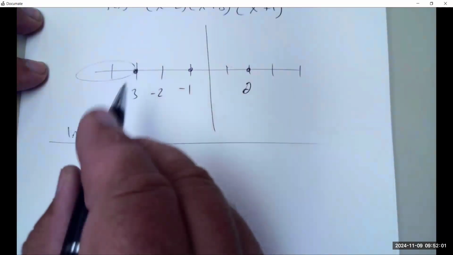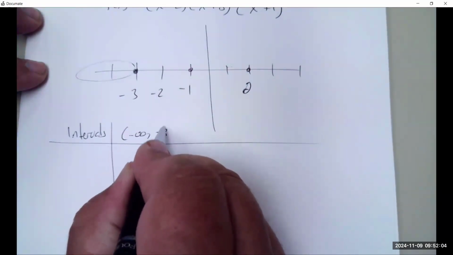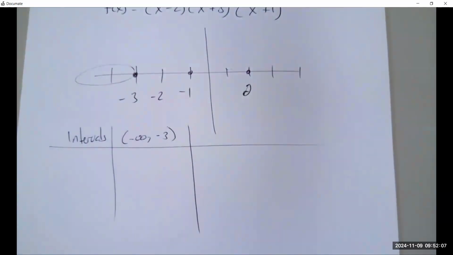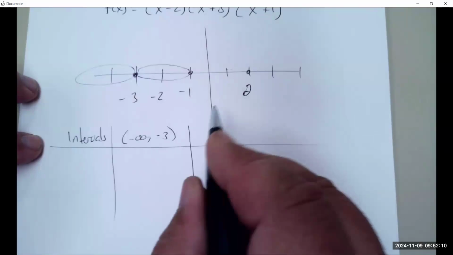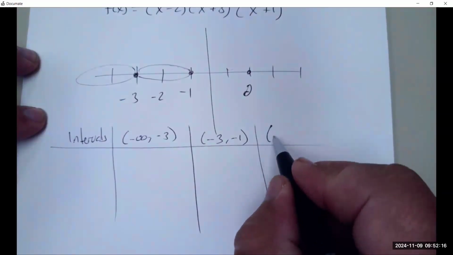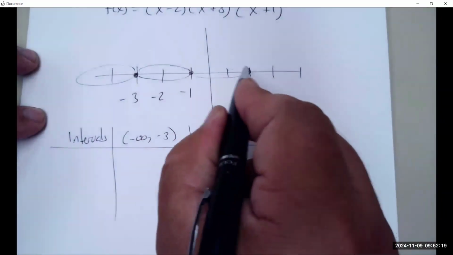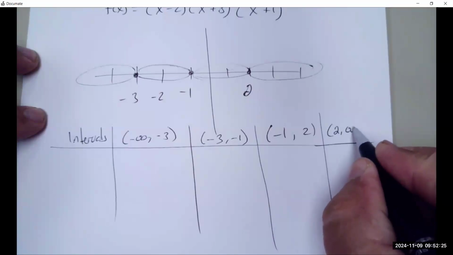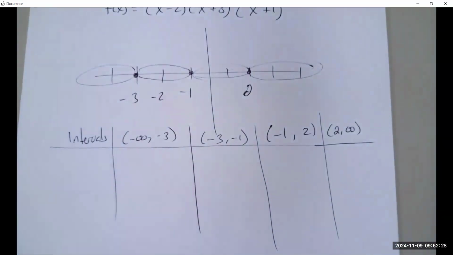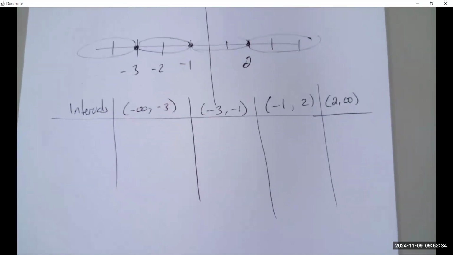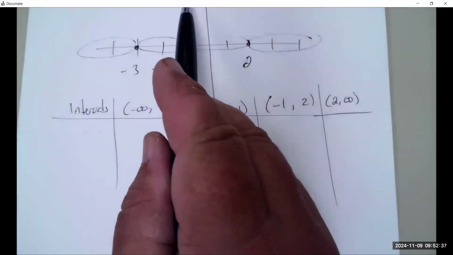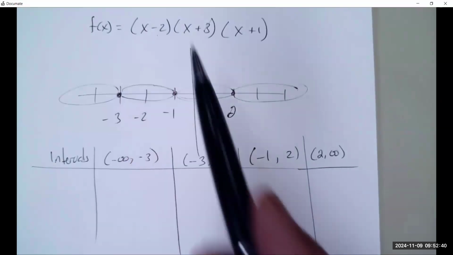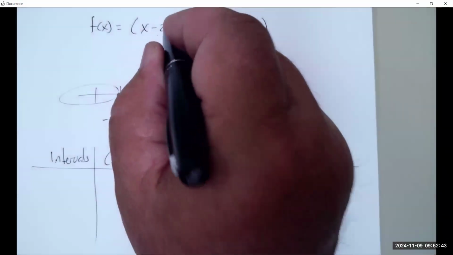What's my first interval? My first interval is from -infinity to -3. From -3 to -1. From -1 to +2. So actually, we don't have to do any of that stuff, because now we know what's going to happen here, because we know at +2, it has to cross it, because multiplicities are 1.